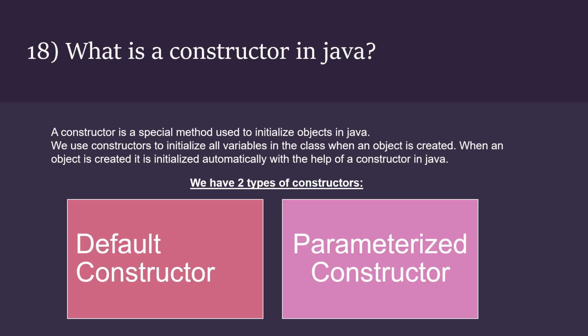Question 18. What is a constructor in Java? A constructor is a special method used to initialize objects in Java. We use constructors to initialize all variables in the class when an object is created. When an object is created, it is initialized automatically with the help of a constructor in Java. We have 2 types of constructors. 1. Default constructor. 2. Parameterized constructor.